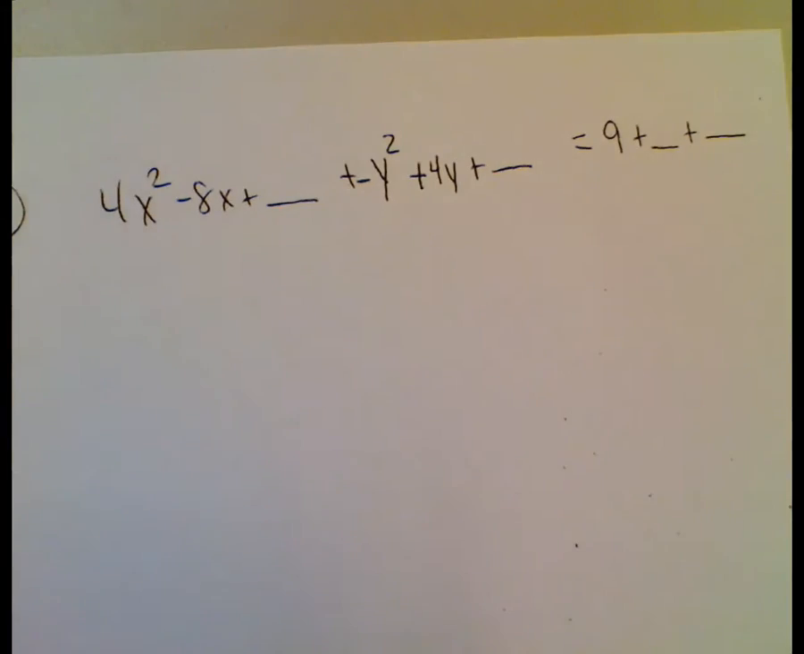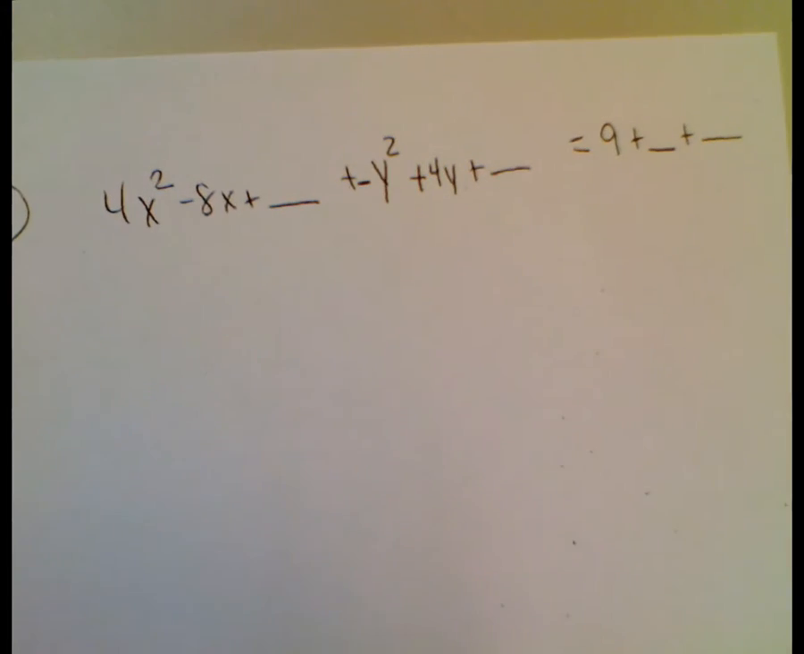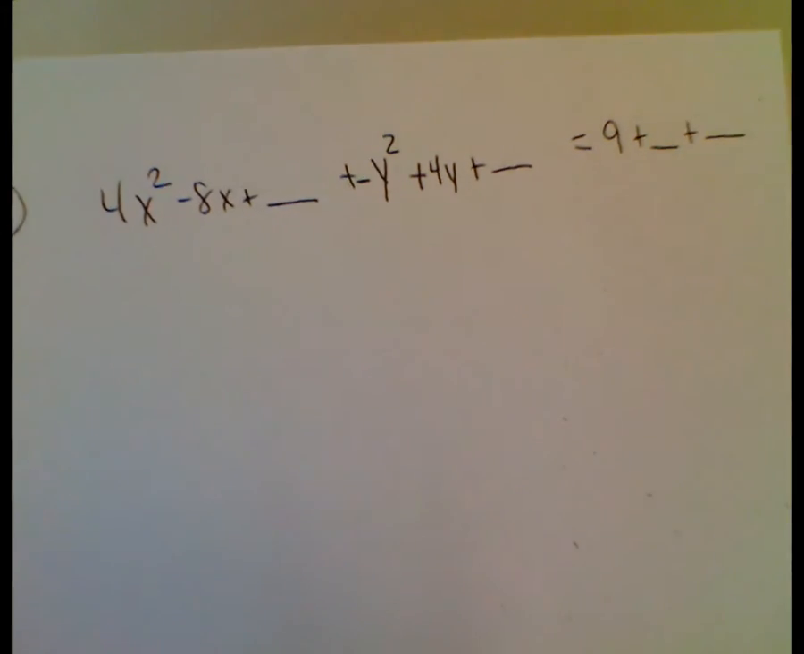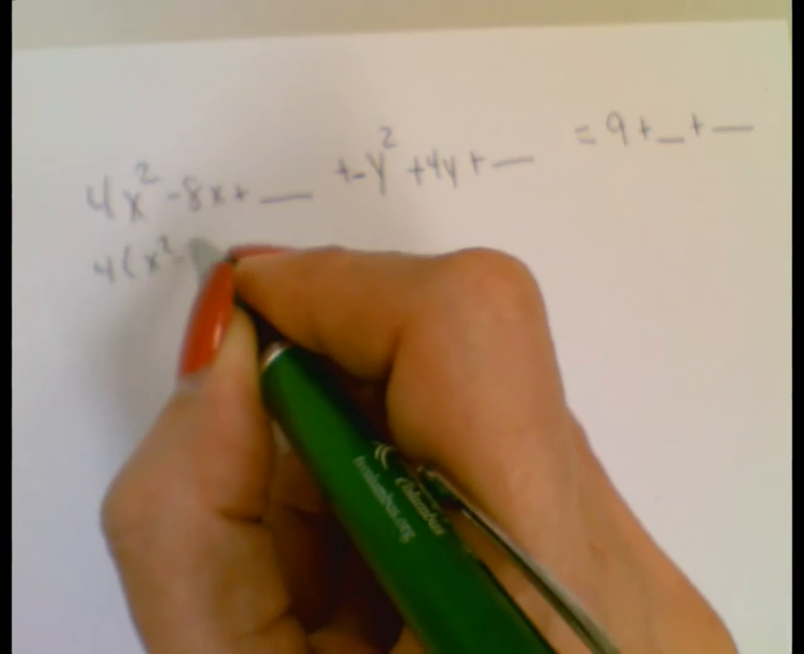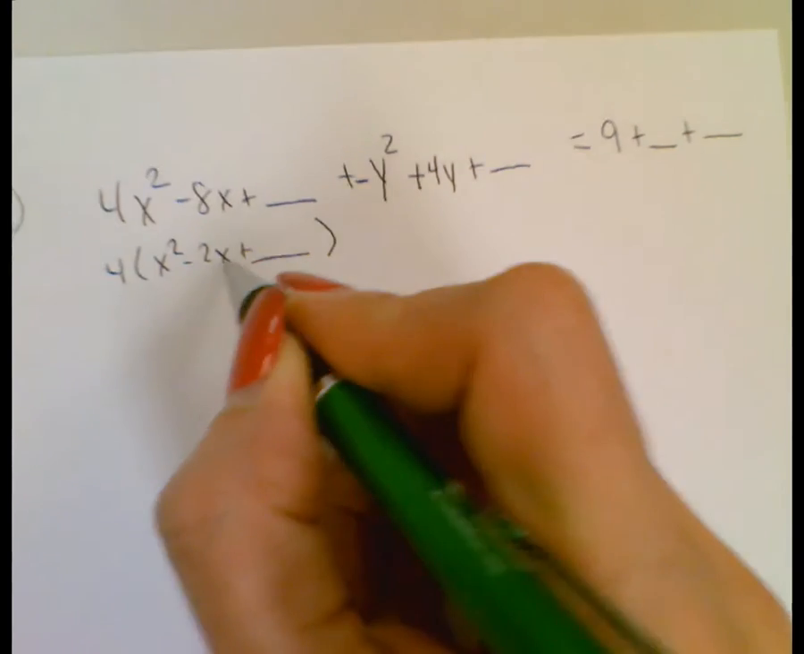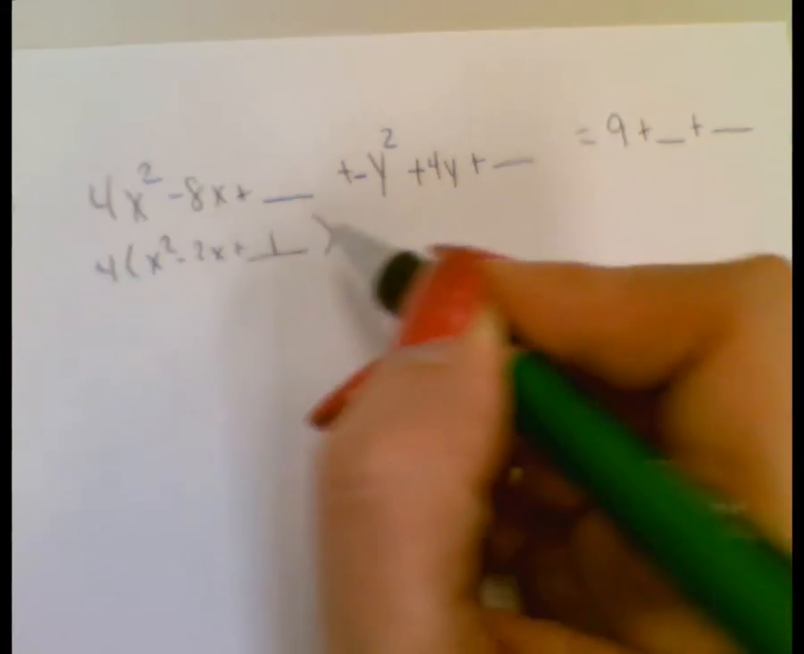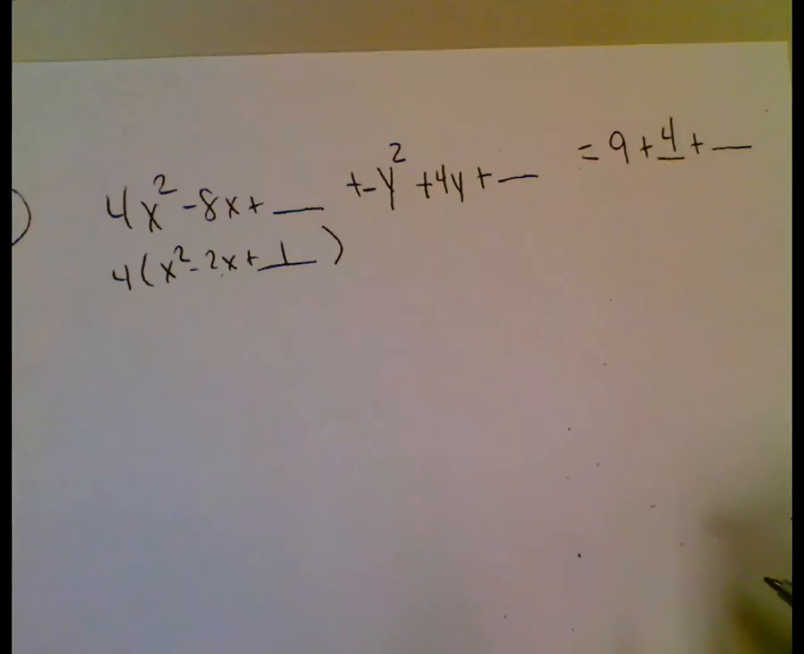Guess what? Group your x's. Group your y's. And add 9 to the other side. I'm just making sure I did all that right. All right, so this one we need to factor out a 4. Half of negative 2 is negative 1. Negative 1 squared is 1. So we're adding a 4 to the other side.